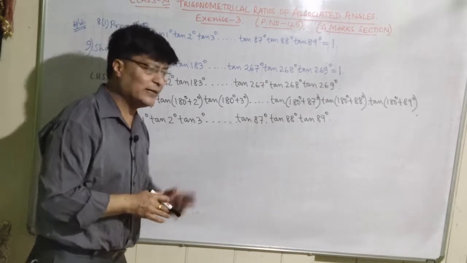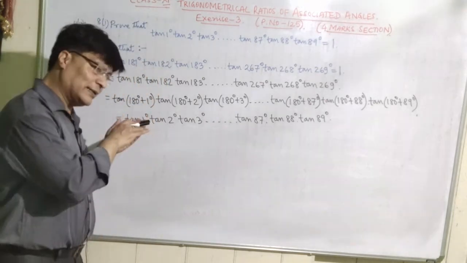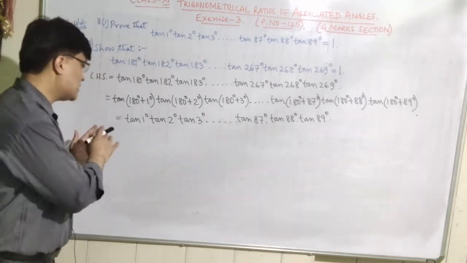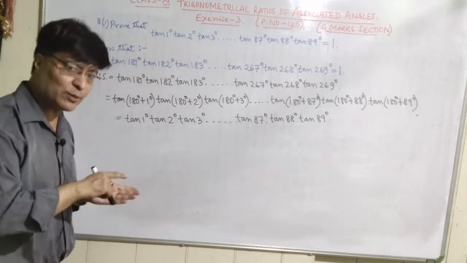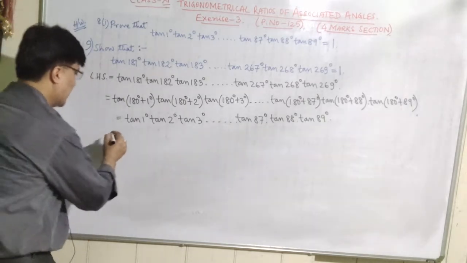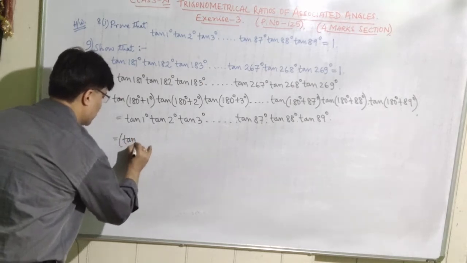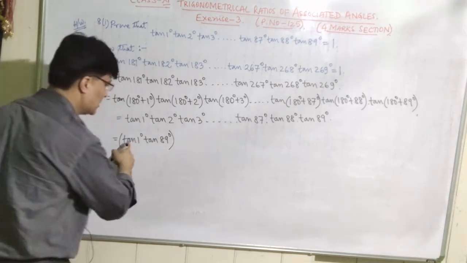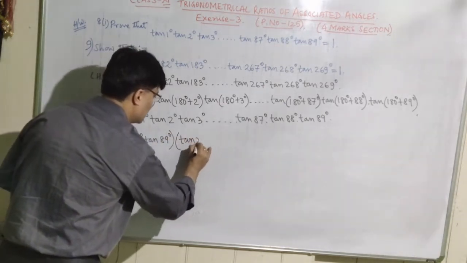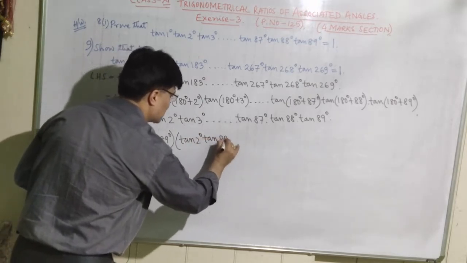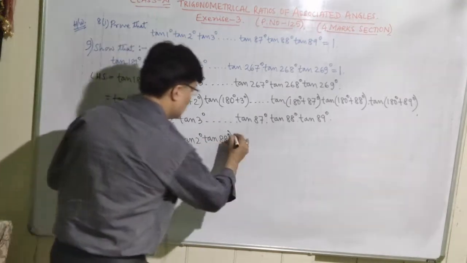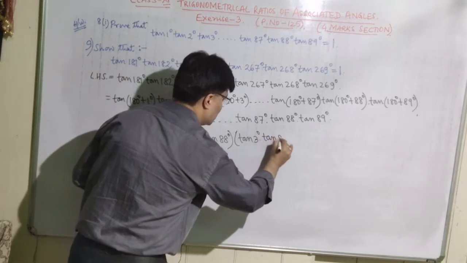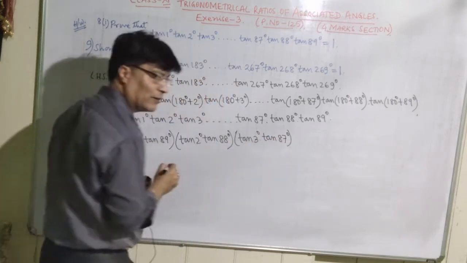And tan 3 degree, tan 87 degree also sum to 90 degree. And tan 4 degree and tan 86 degree also sum to 90 degree, and so on. So we can write down this tan in pairs so that the summation of angles is 90 degree. So we can write here, this is tan 1 degree, tan 89 degree, right? And then what is the pair of tan 2 degree? It is tan 88 degree, because the summation of the angle is 90 degree. Similarly, within bracket, it is tan 3 degree into tan 87 degree, right?